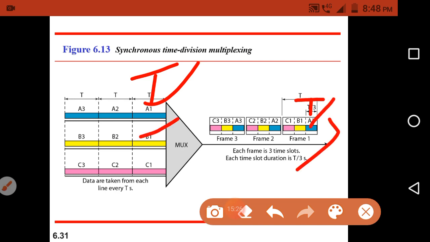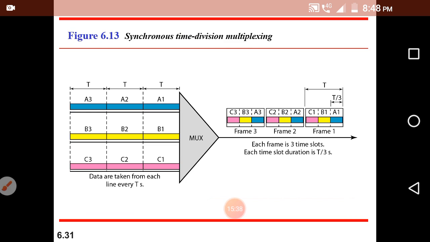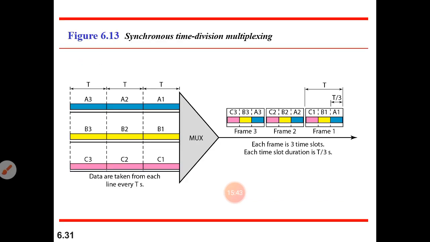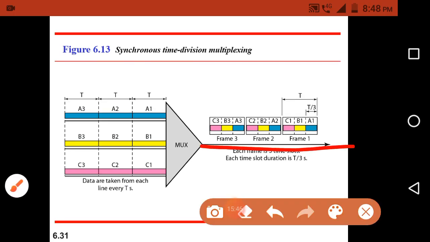We can also take B1. What time do we allocate here? T. What time do we allocate at the output side? T by 3. So what this indicates is the data rate of the link: the data rate of this particular link is n times faster than the input link. T we use for each data unit, and T by 3 we use for each data unit in the output slot.